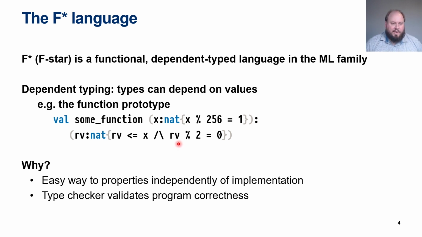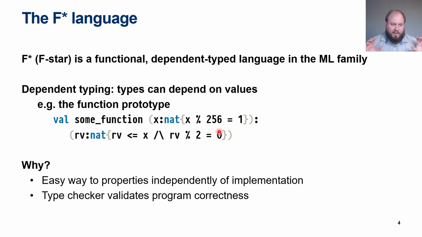So this gives us a way to specify properties of a program independently of the implementation. So if we have some function that all we need to depend on is that it has some properties like this, for example, then we can specify that in the prototype, and we can use this to prove properties of the function.